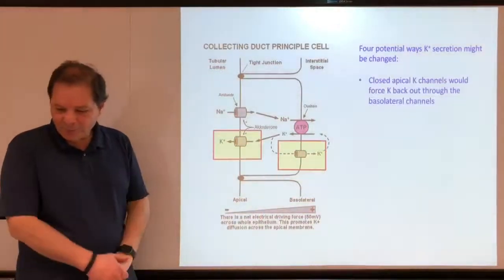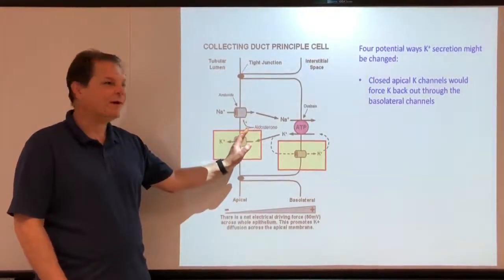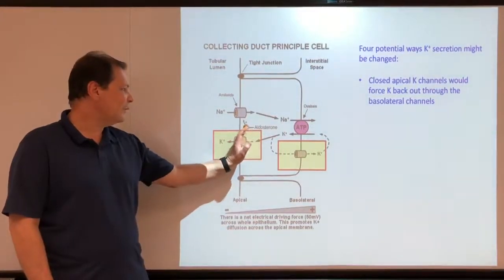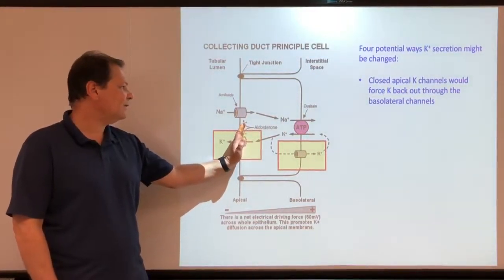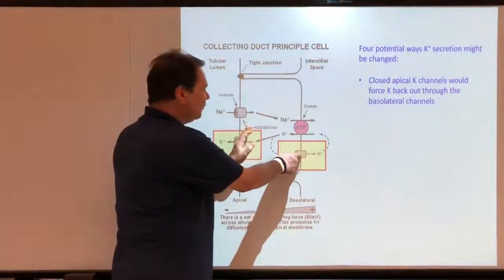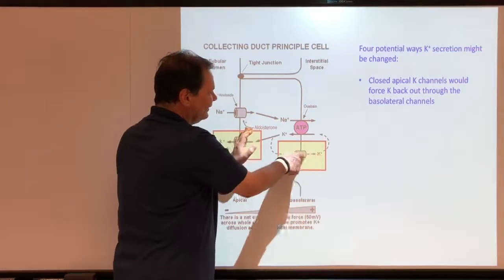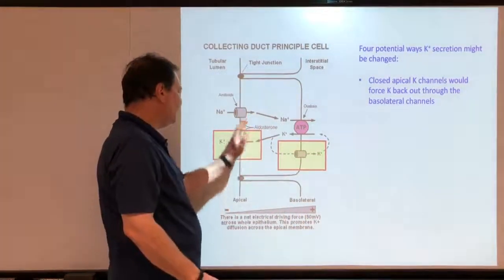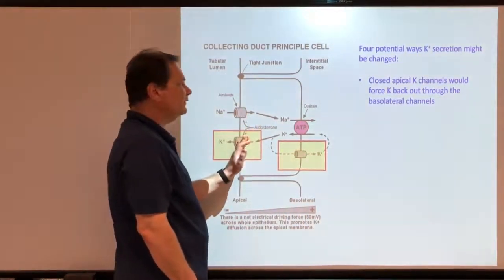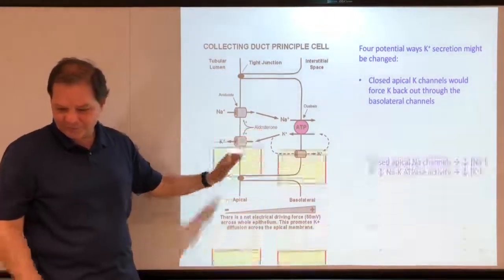Okay? Number 1, you can shut these potassium channels in the apical membrane down. So now there's no way for the potassium to get across the apical membrane, and that's where these basolateral channels become important, because what's taken in can actually escape back out into the interstitium through this channel when this potassium channel is closed. So that's one thing you can do to decrease secretion.